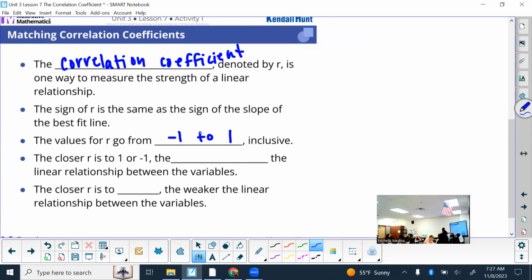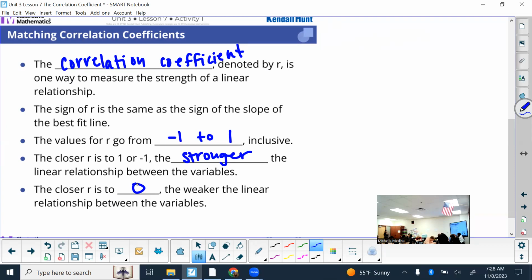All right. Now, the closer R is to 1 or -1, the stronger the linear relationship is between the 2 variables. So I think a common misconception is kids think the closer it is to -1, the weaker. Really, if you want to summarize it in a way you understand, the closer it is to 0, the weaker the linear relationship is. So if it's far from 0, like 1 and -1 are both equally far from 0, the stronger it is. If it's close to 0, the weaker it is.